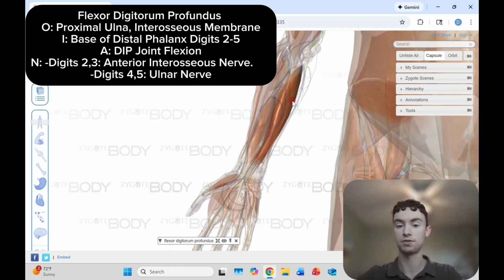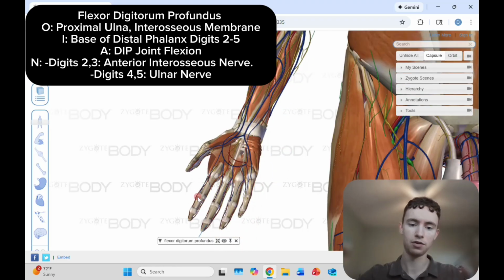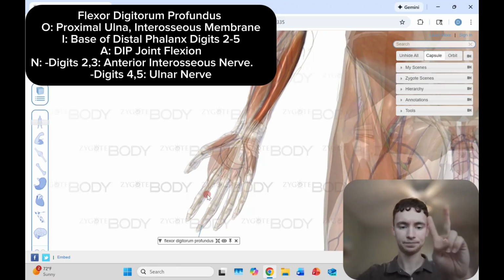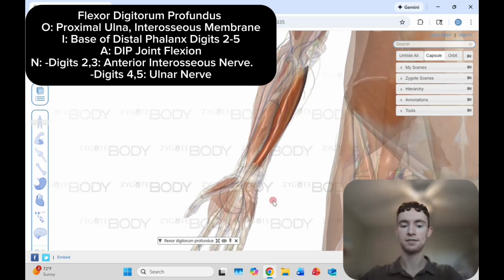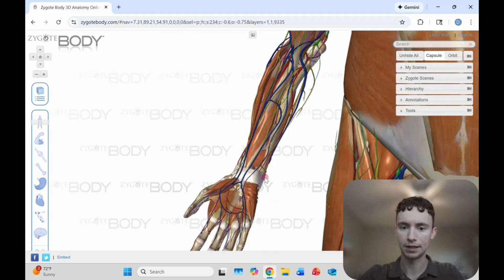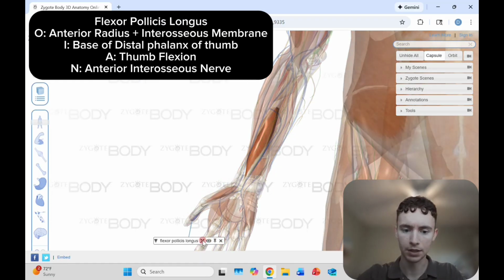This is our first muscle that is actually dual innervated. So for digits 2 and 3, the pointer finger and the middle finger, it is innervated by the anterior interosseous nerve. And then digits 4 and 5, the ring finger and the pinky finger, it's innervated by the ulnar nerve, motor-wise. All right, hiding this one here, we can move on to our next muscle, the flexor pollicis longus.